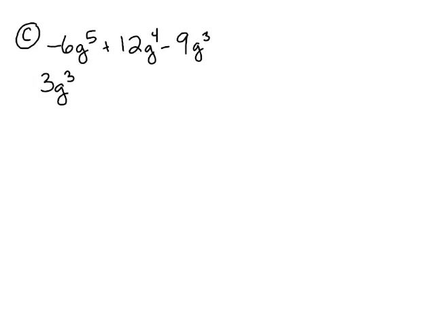Example C, negative 6g to the fifth, plus 12g to the fourth, minus 9g cubed. Are they in the right order? Yes? Okay. What's the greatest number that I can pull out of all three of those? 3. If I pull out a 3, what about my g's? G cubed. I can pull out a g cubed.